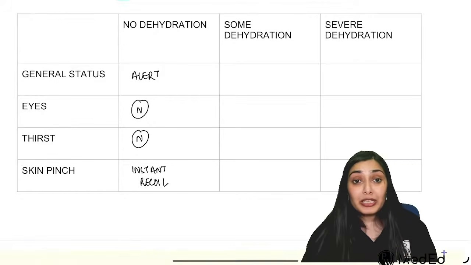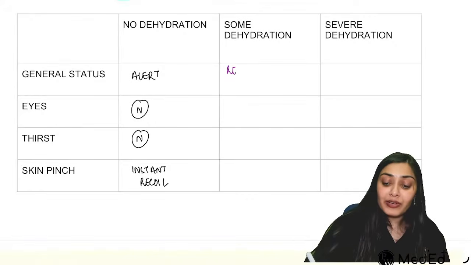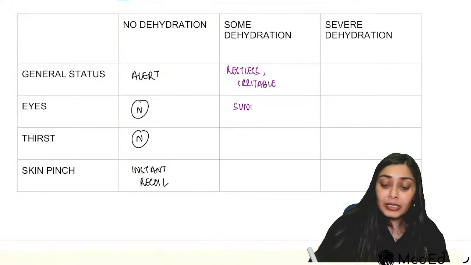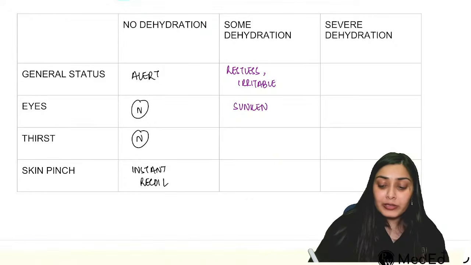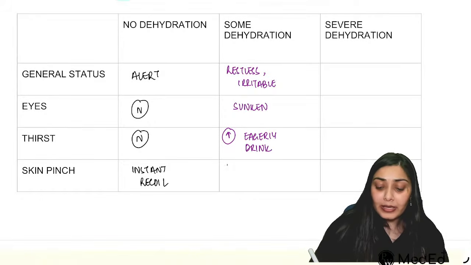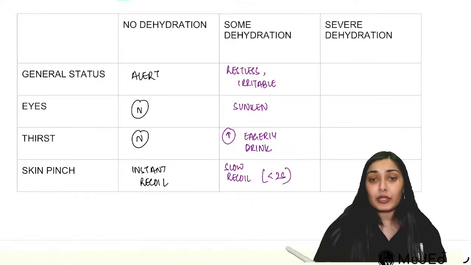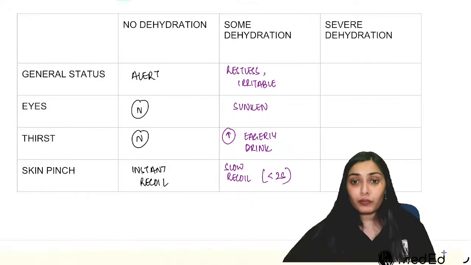Moving towards some dehydration, here the child will be restless, the child would be irritable, eyes will look sunken, and this child would be very thirsty, right? Thirst is increased. This child will very eagerly drink. And there is slow recoil, but it usually comes back within 2 seconds, right? There is just slight tenting of the skin.